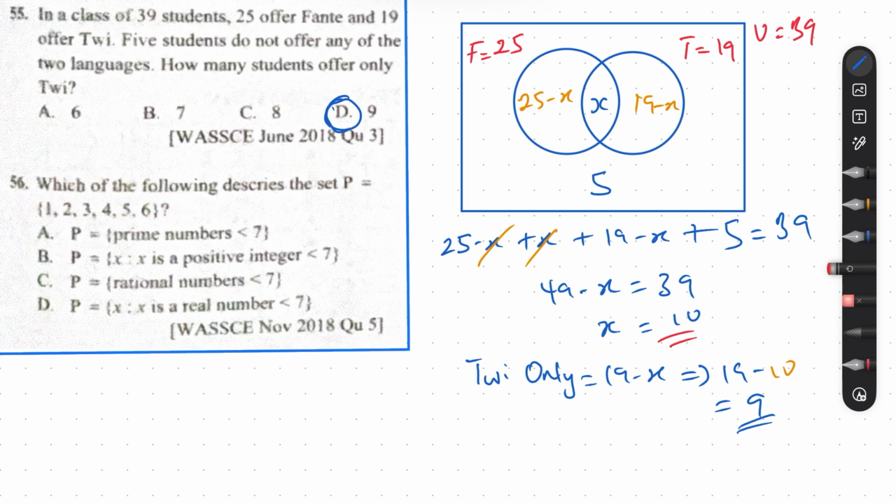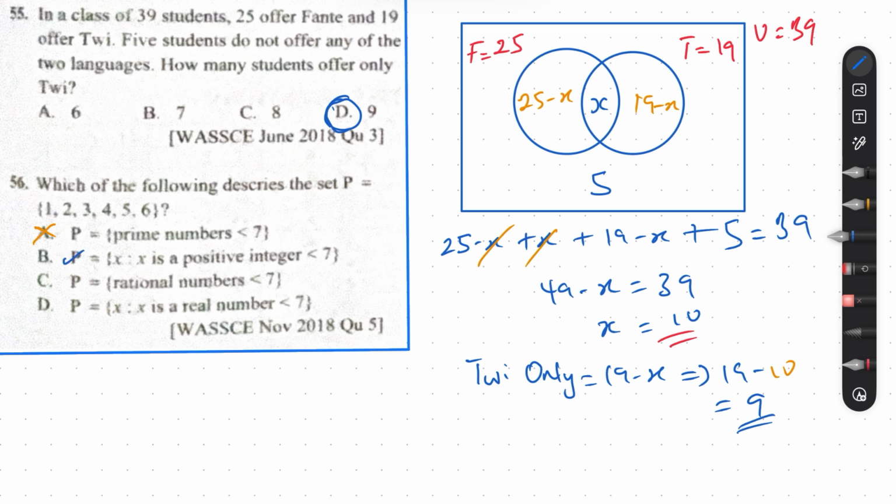Okay, A says P is equal to prime numbers less than 7. No, these are not prime numbers. 1 is not a prime number, 4 is not a prime number, so this is not true. A is not true. Cool. Now let's go to B. B says P is a positive integer less than 7. Okay, this is possibly true. Let's keep it for now.